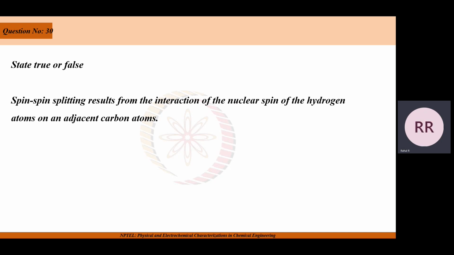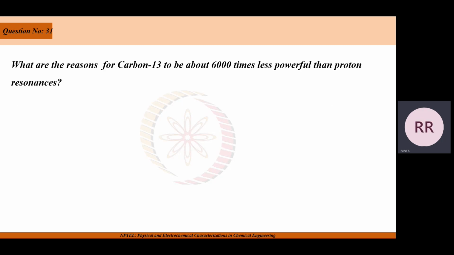Okay, I think now we can discuss the answer. So the answer to this question is true. It is true that the spin splitting results from the interaction of nuclear spin of the hydrogen atoms with nearby carbon. So when there is an interaction between these carbon atoms and the nearby hydrogen atom, it results in spin splitting. Now let us go to the next question.